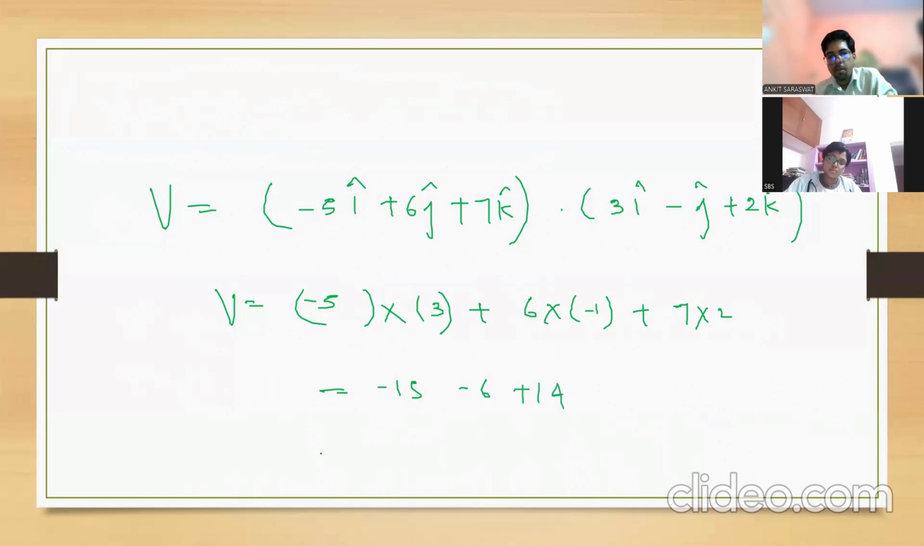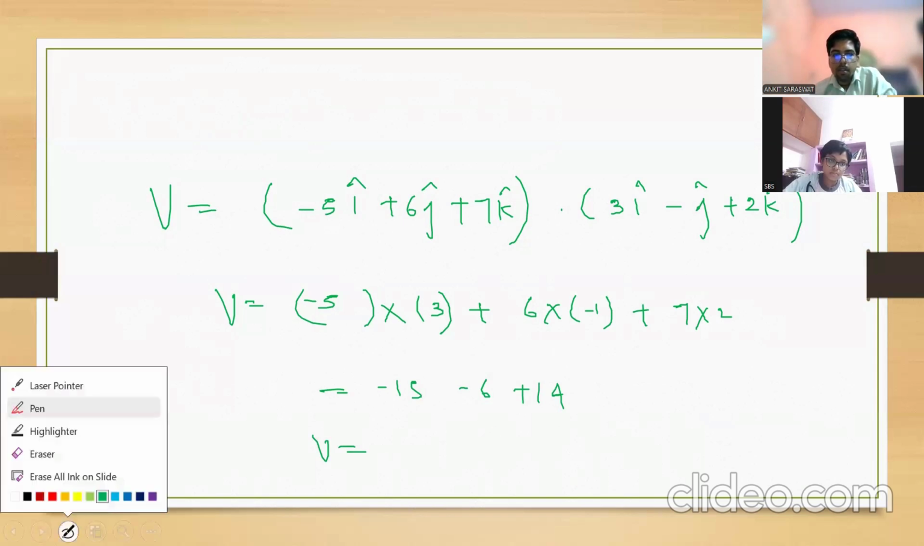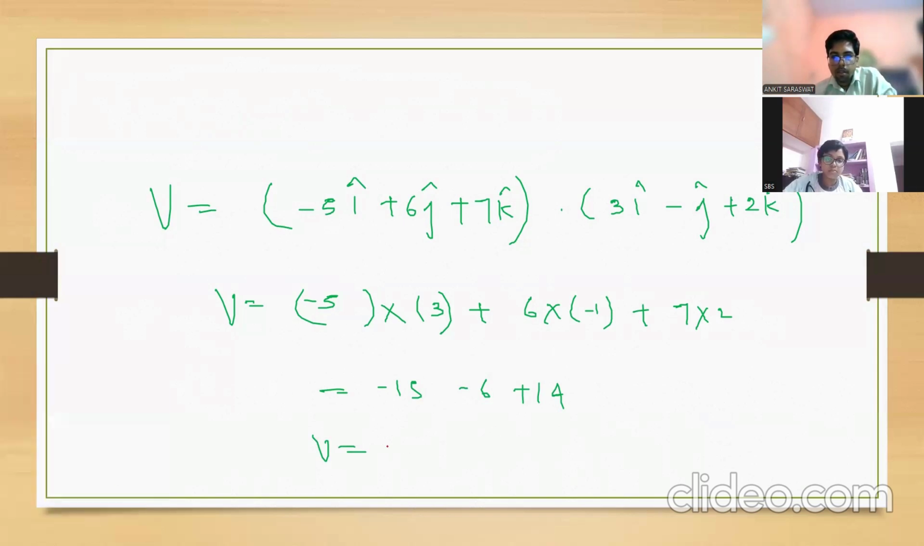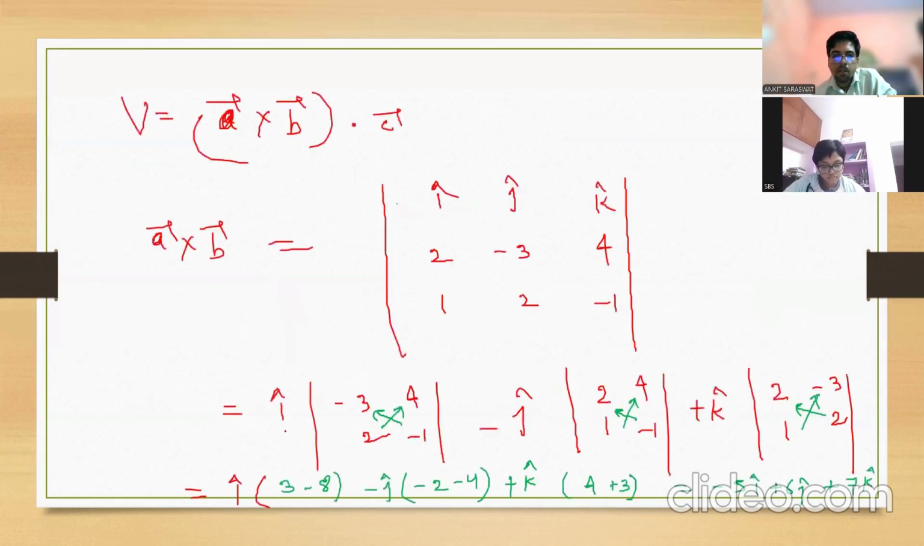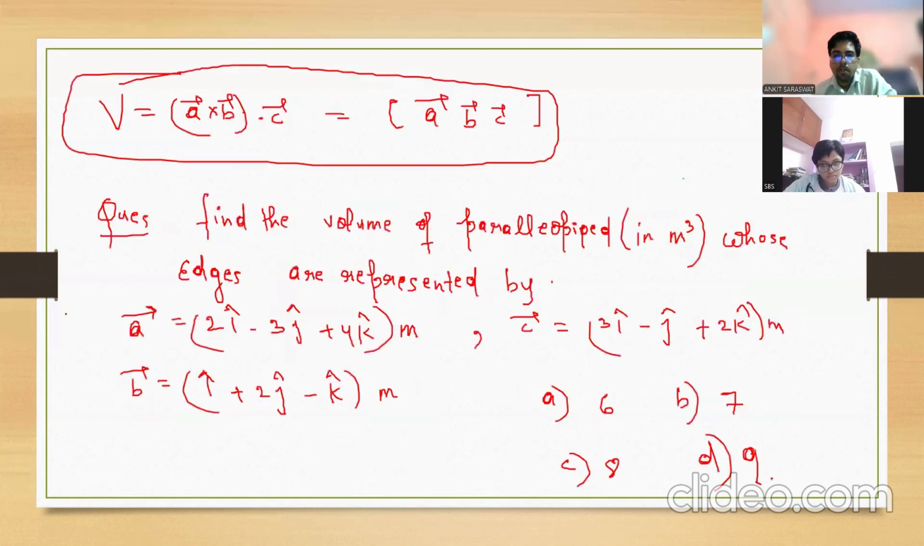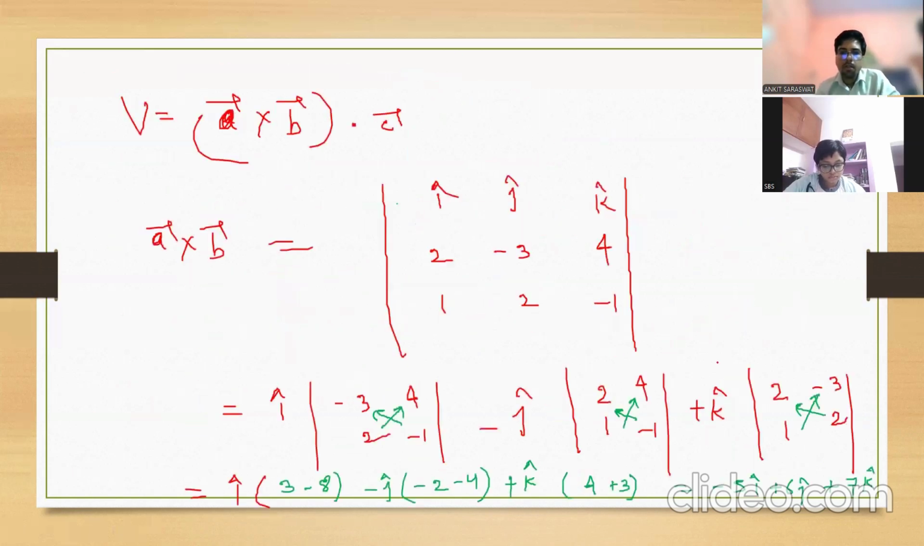Now you will say, sir, volume is coming out to be negative. No, volume cannot be negative. Here, take the modulus sign on this minus. Whenever you are solving such a question, always take the modulus sign. How much? Minus 21 plus 4. How much? 14. 7 meter cube. Answer is B. Clear?